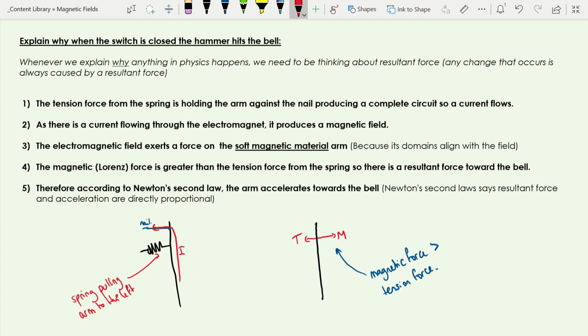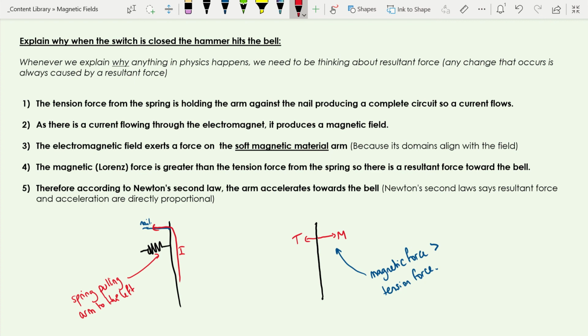Then we need to identify that now there's a current in our electromagnet. That electromagnet produces a magnetic field. If there isn't a current, there is no magnetic field, but now there is a current, so the electromagnet has its own magnetic field. That's our second thing to say.